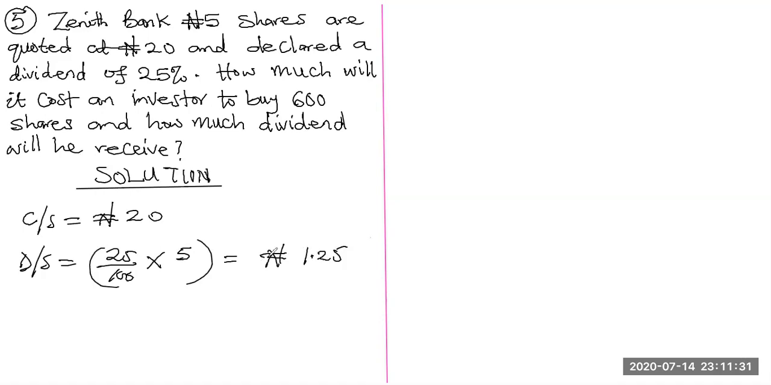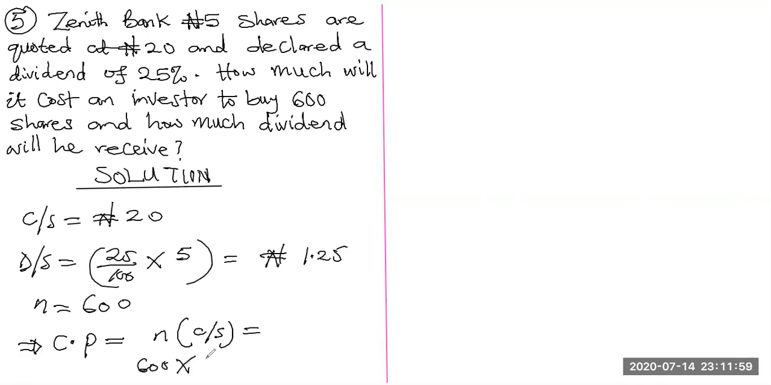Alright, so that dividend for one of the shares. So what is our N? Our N is equal to 600. And what is our cost price? The cost price is going to give us N multiplied by the cost price per share. That is 600 multiplied by the cost price per share, which is 20. And of course we're going to have 12,000 naira as the cost price.